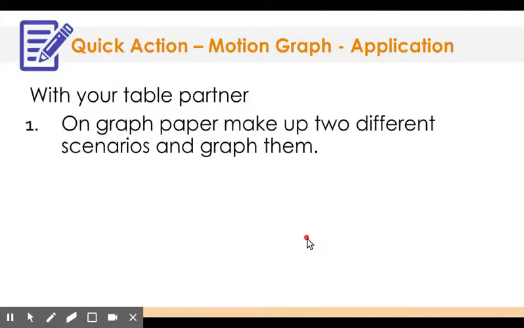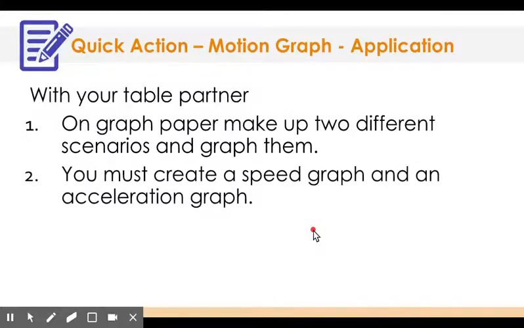So with your table partner, on graph paper, I want you to make up 2 different scenarios and graph them. You must create a speed graph and an acceleration graph. So I want you to come up with a scenario. There's graph paper up on the table. Come up with a scenario that's going to demonstrate changes in speed and changes in acceleration. Explain that scenario and then graph it out on your paper.